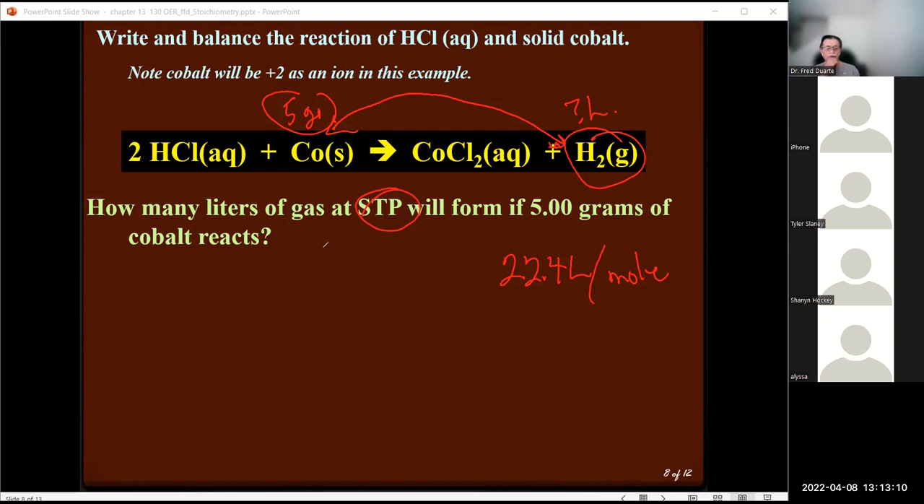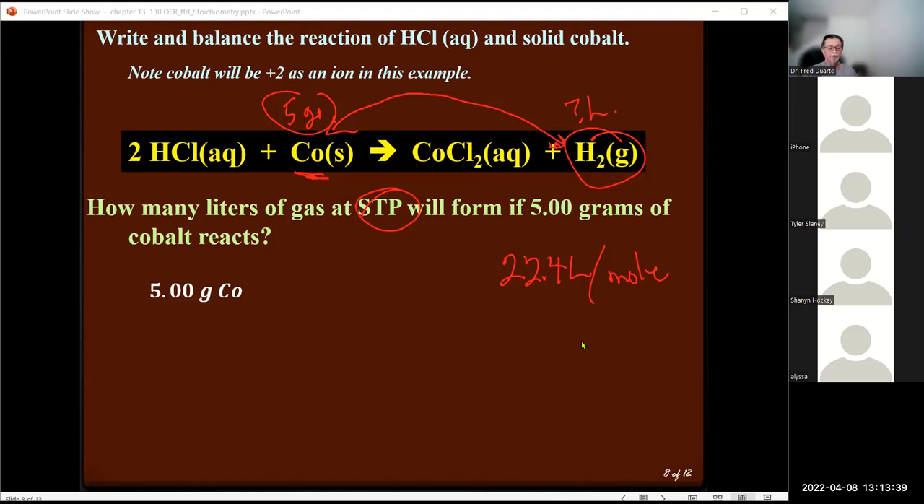Also, we know that we have to convert everything to moles. And so we're going to need the atomic weight of cobalt, right? Because we're starting with 5 grams and I need to get to moles. And to do that, I need the atomic weight of cobalt. So I can look that up, okay? And it should be, here, we'll present it here.